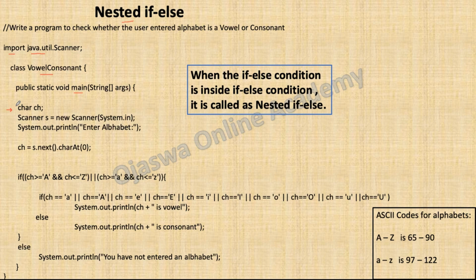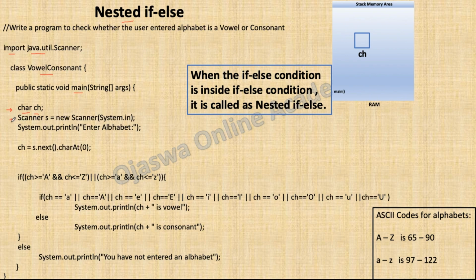We need to accept a character from the user. Hence, we need a variable of type char to store the user entered character. Therefore, we have defined variable ch of type char. Memory for variable ch is reserved in the stack memory area.